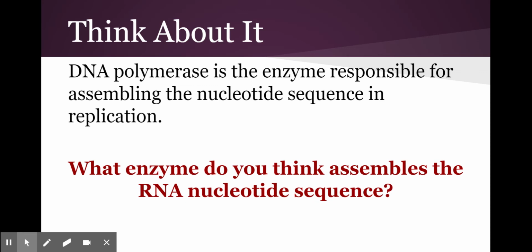So we did this one. DNA polymerase is the enzyme responsible for assembling nucleotides in replication. What do we think assembles RNA nucleotides? Good. Hopefully you were able to get that this is RNA polymerase. Polymerase literally means an enzyme that makes a polymer, a big molecule. If it's DNA polymerase, it's making a big DNA molecule. If it's RNA polymerase, it's making a big RNA molecule.